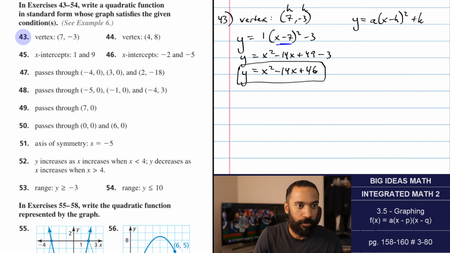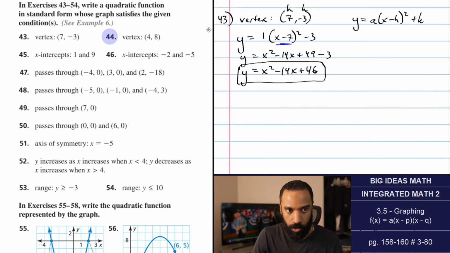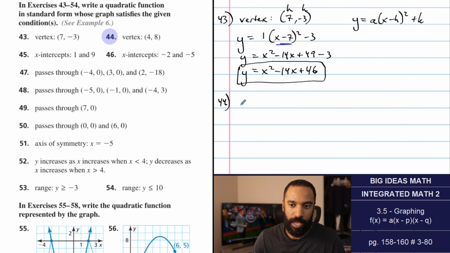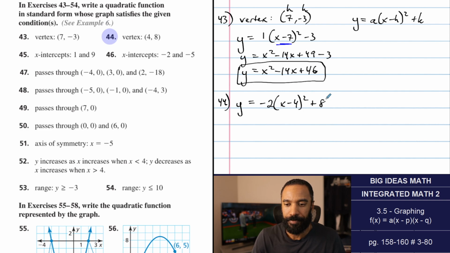Okay. Number 44, same biz. It is a vertex. We're going to use vertex form for the same thing. So this time, let's choose a different number. Let's do -2 for our a. Y equals -2, sure, times x minus 4 quantity squared plus 8.